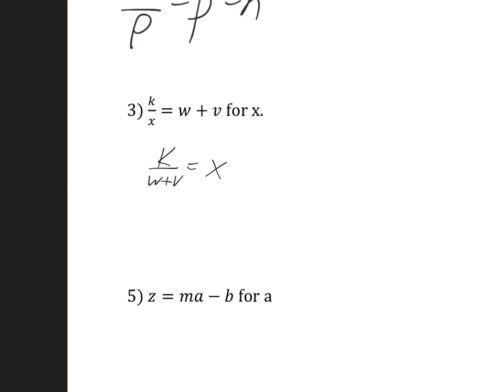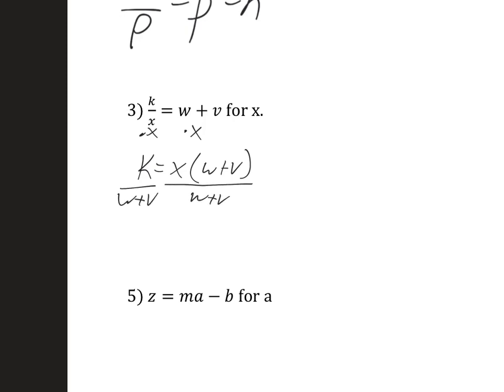Okay, we should have gotten k over w plus v equals x. Let's double check how to do that. So looking at this, I want to multiply both sides by x, so times x. So that means I have k equals x times w plus v, right? Now thinking about this, how do I get the w plus v away from the x? I'm going to just divide both sides by w plus v. So I have k over w plus v equals x.